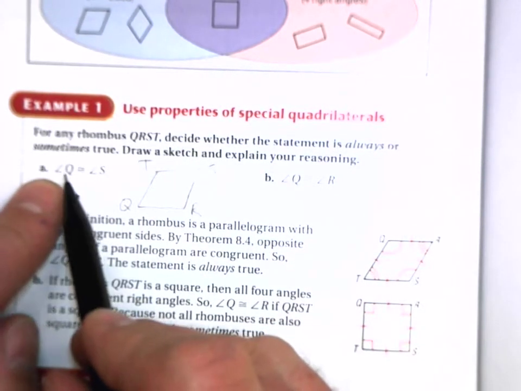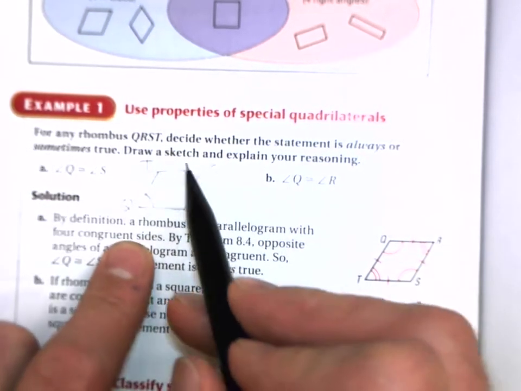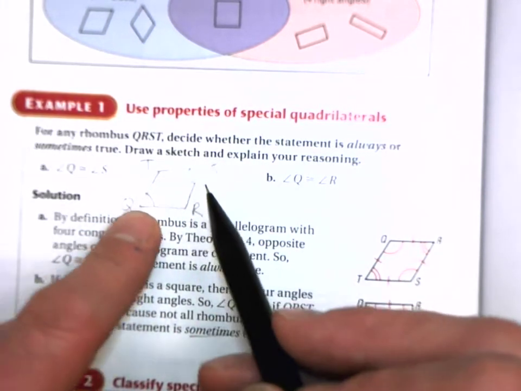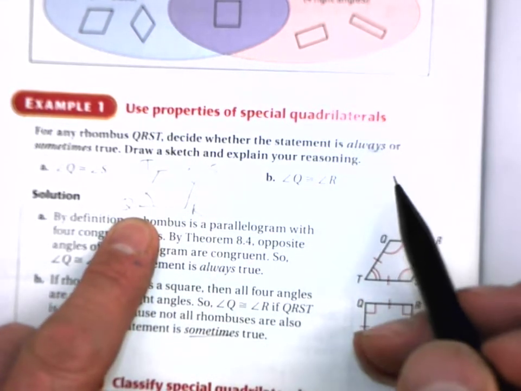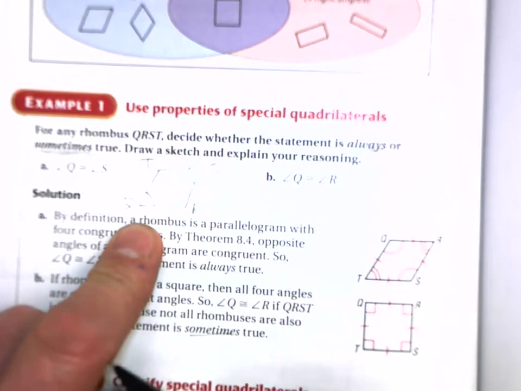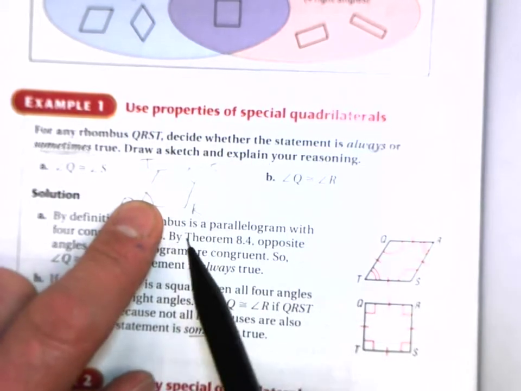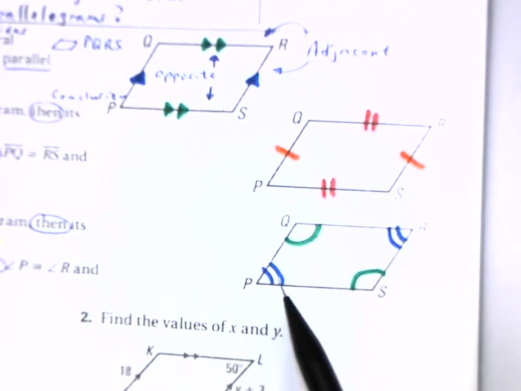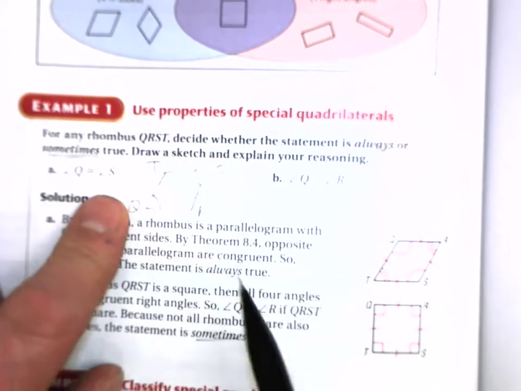And they're telling us that angle Q, this angle here, is congruent to angle S. Okay, so I have a rhombus, and they're asking me, when is angle Q congruent to angle S? Is that always for a rhombus, or is it only sometimes true for a rhombus? And the answer is, it is always true because a rhombus is a parallelogram, and you will remember that for any parallelogram, the opposite angles are always congruent with each other. Okay, so the answer is always for that.